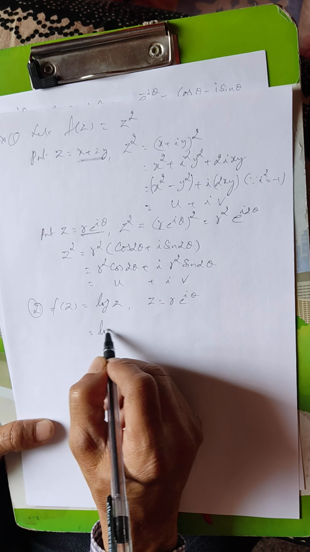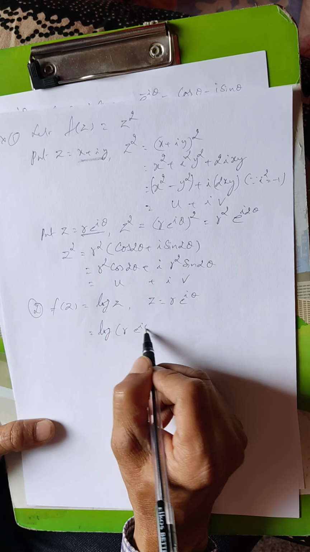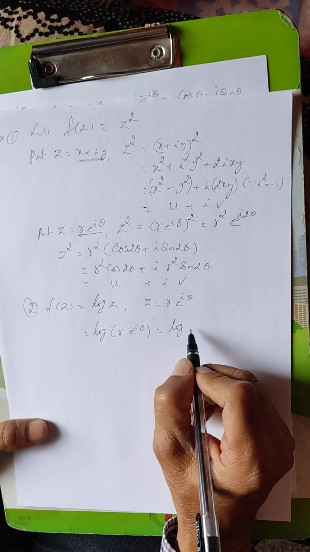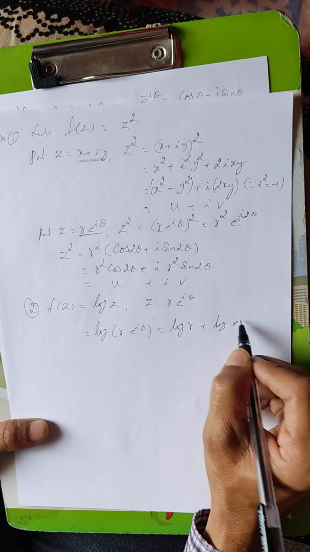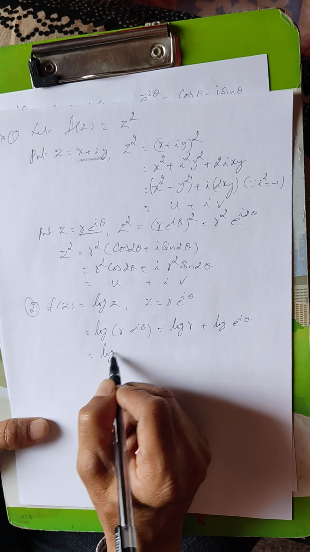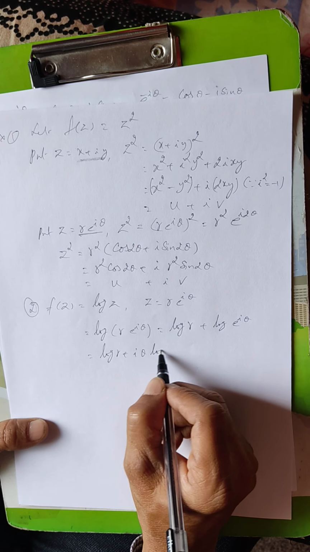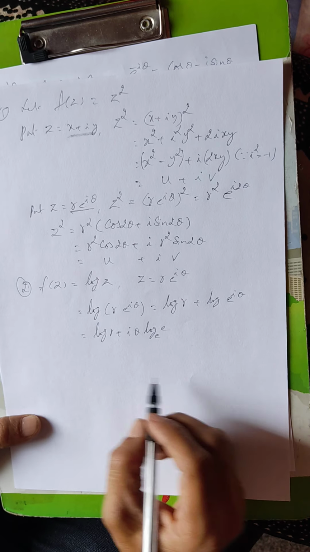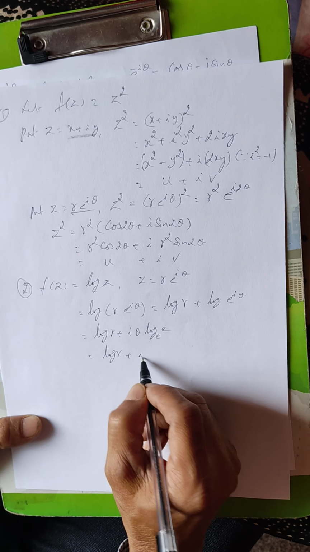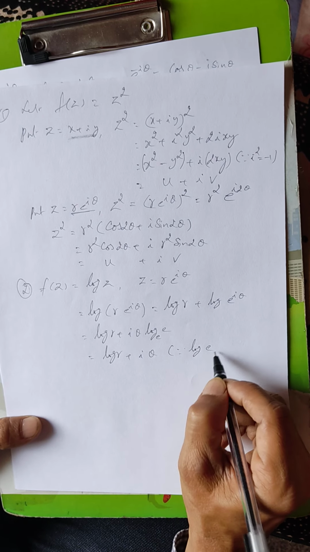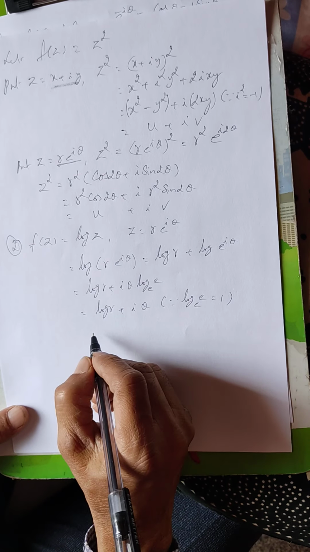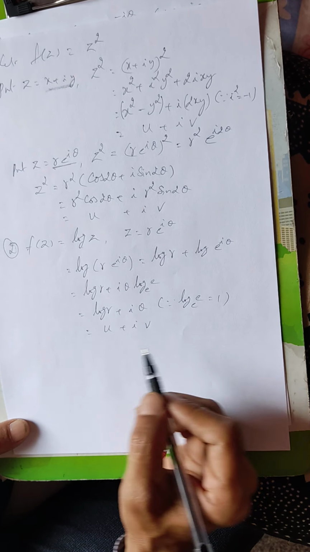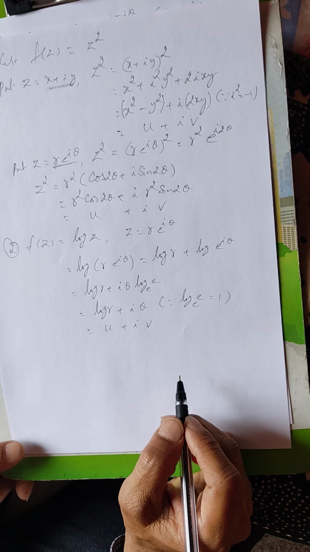So therefore the given function becomes log of r e power i theta. It is like log mn, which is equal to log m plus log n. Here it is log r plus log e power i theta, that is equal to log r plus i theta log e. Log e means log e to the base e, which is equal to 1. So now it becomes log r plus i theta, because we know that log e to the base e is equal to 1. So which is in the form u plus iv, where u, log r, is the real part, and v, that is theta, is the imaginary part.